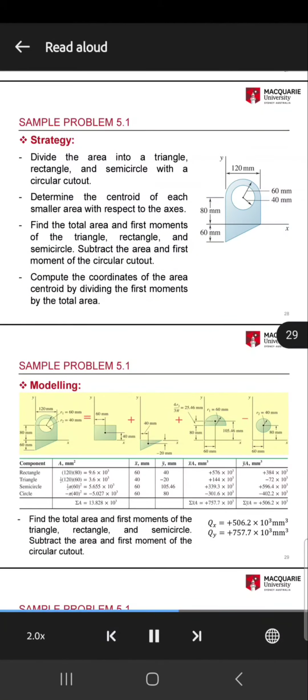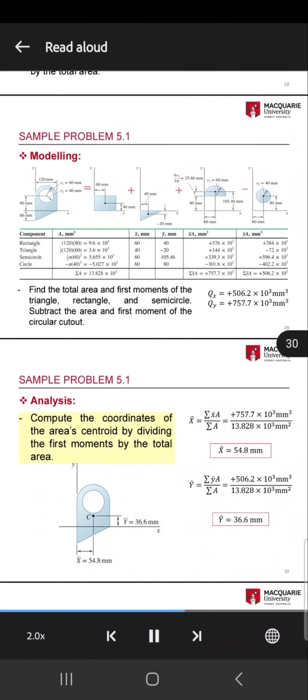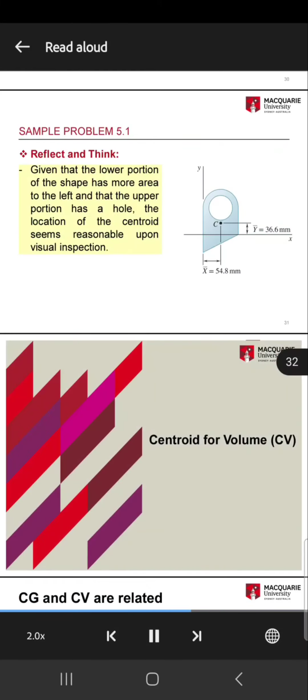Modeling: determine the dimensions of the centroids for each of the basic shapes, rectangle, triangle, semicircle, circle. Find the total area and first moment of the triangle, rectangle, and semicircle. Subtract the area and first moment of the circle cut out. Analysis: compute the coordinates of the area centroid by dividing the first moment by the area. X bar equals 54.8 millimeters. Y bar equals 36.6 millimeters. Reflect and think: given that the lower portion of the shape has more area to the left than the upper portion, the location of the centroid seems reasonable upon visual inspection.